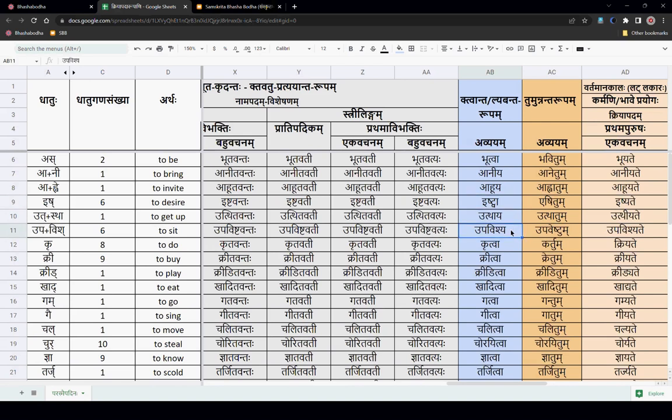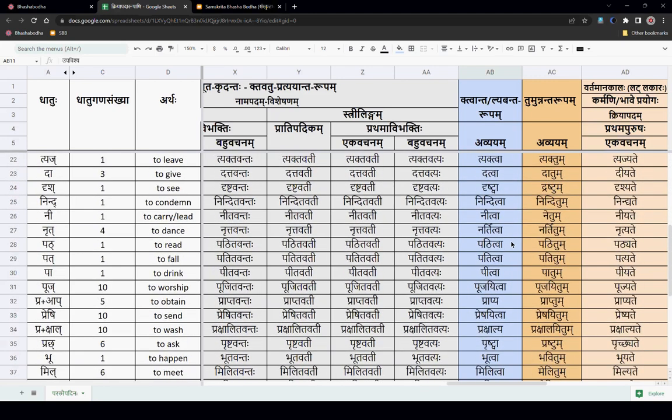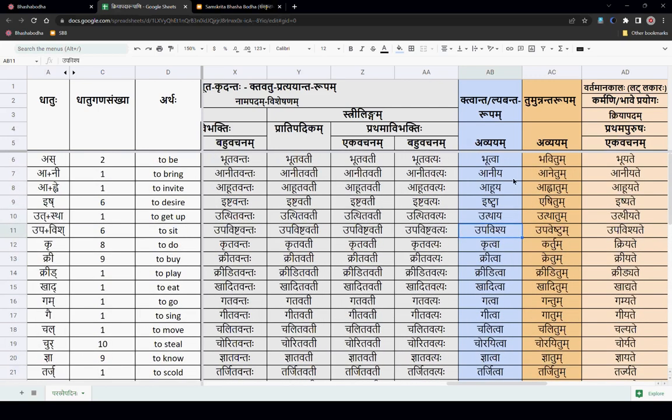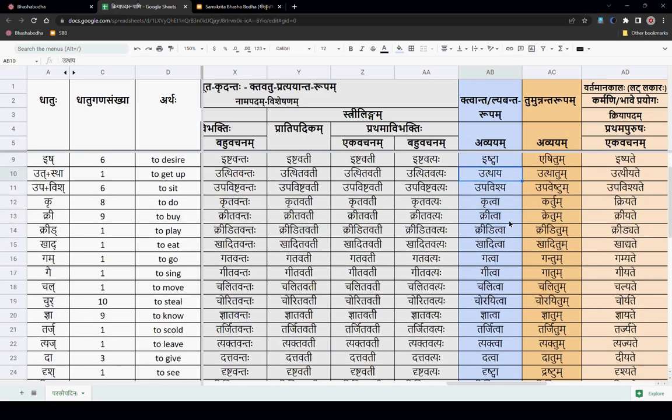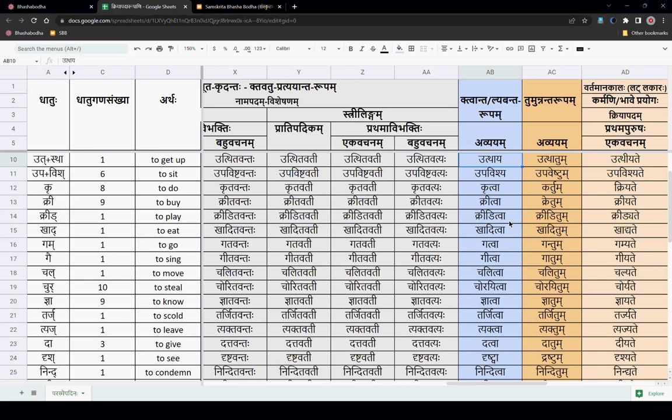Where upasarga is there, lyap comes with ya, like upavishya, no twa. So keep these things in mind. But it's not necessary to memorize them. More importantly, practice writing, reading and speaking. Use them in sentences to get more familiar. Any questions, others?